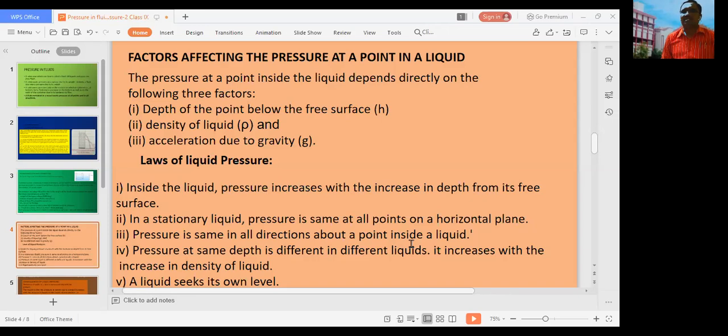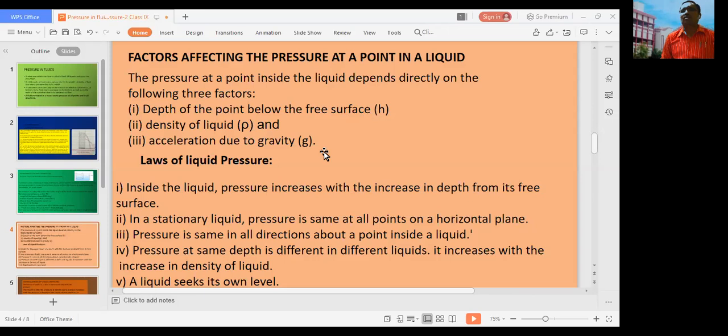If one changes, the pressure also changes automatically. As the depth increases, pressure increases. As the liquid changes, the density also changes. Acceleration due to gravity remains the same at a certain place, so g will not change. If we consider g as constant, only two factors are left: height and density. If the liquid does not change either, only one factor is left, that is height. So as depth changes, the pressure also changes.